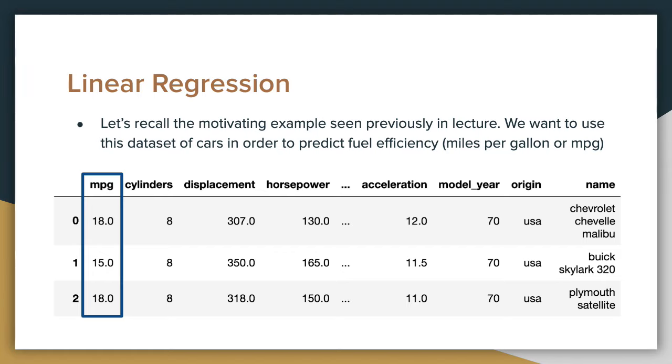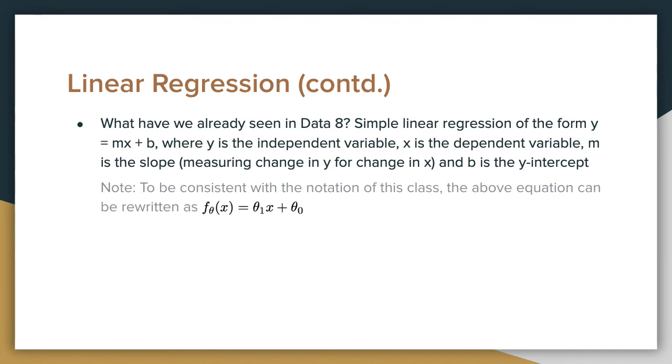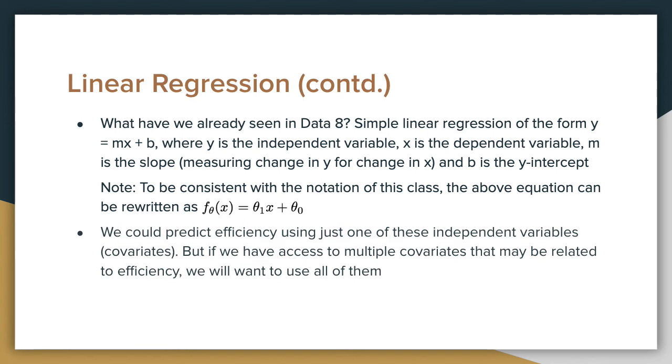We probably assume that horsepower is relevant, and how old the car is is relevant. We assume that most, if not all, of these factors or features are relevant in making our predictions, so we want to include all of them. Unfortunately, our simple linear regression model doesn't help us do that. It can only work with one variable.